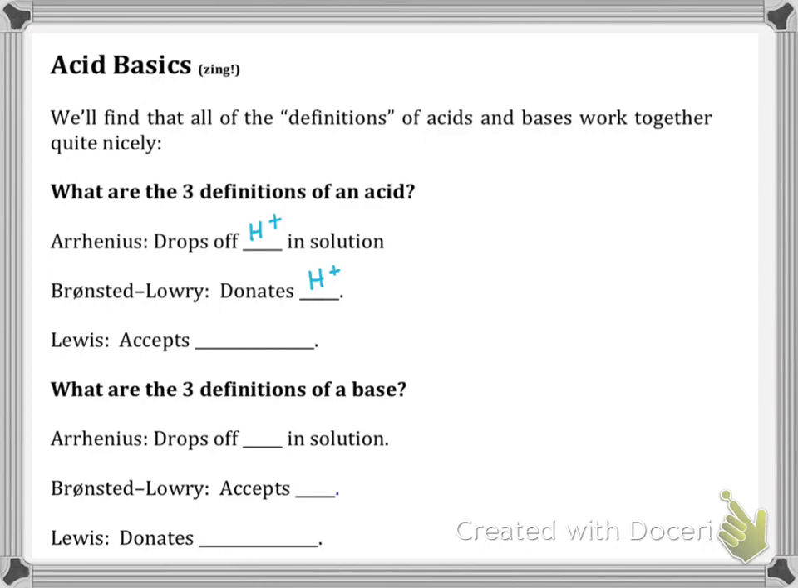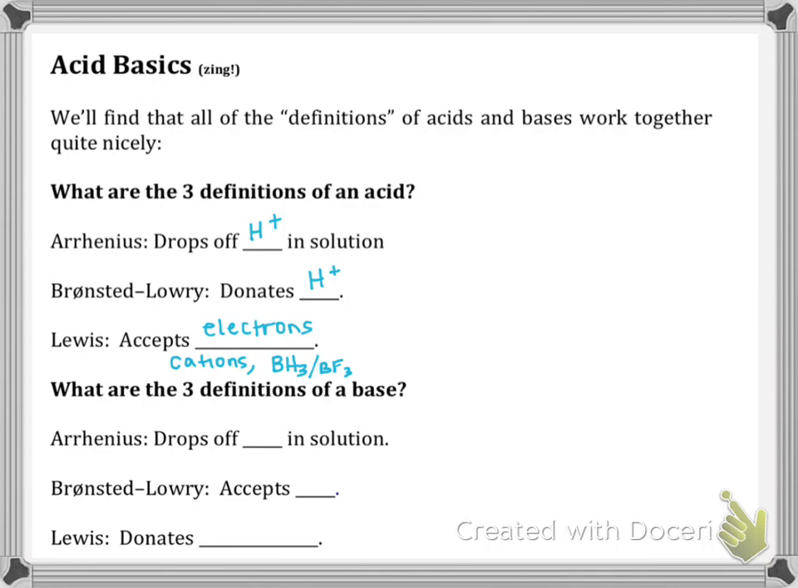Our other definition is our Lewis acids, and these accept electrons. So these are usually small positively charged species, like metal cations, or compounds that have boron as the central atom. Usually what we see most frequently is BH3 or BF3.